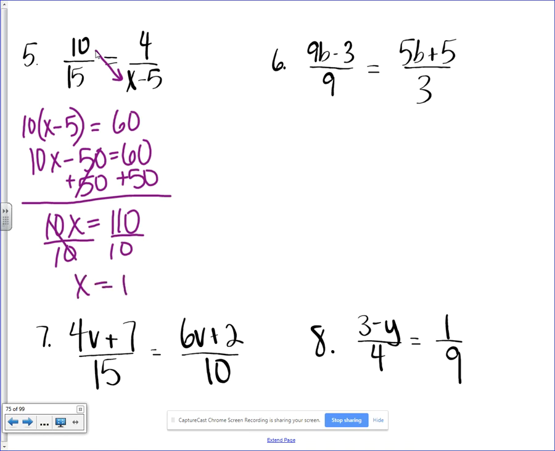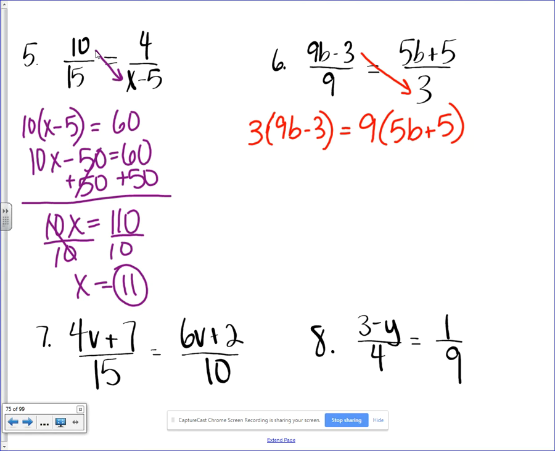Looks like that. Distribute. Looks like that. Now I'm going to get my b's together. Okay, remember I've typically told you to move the smaller b over. And now we'll move that 45 over to get the b by itself.